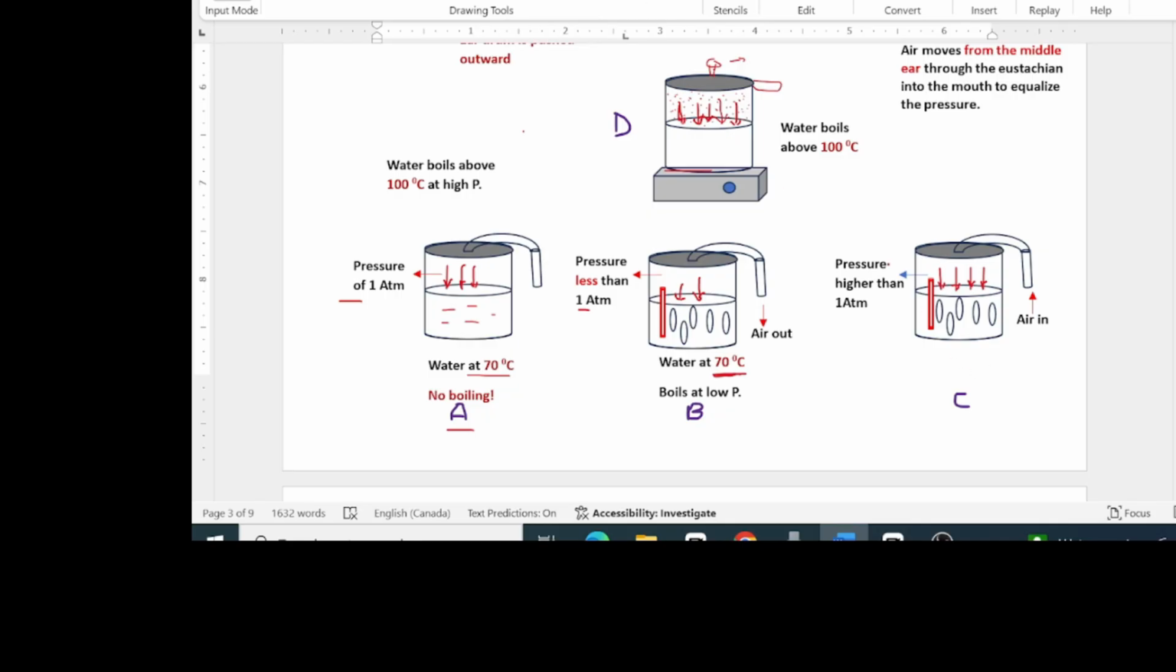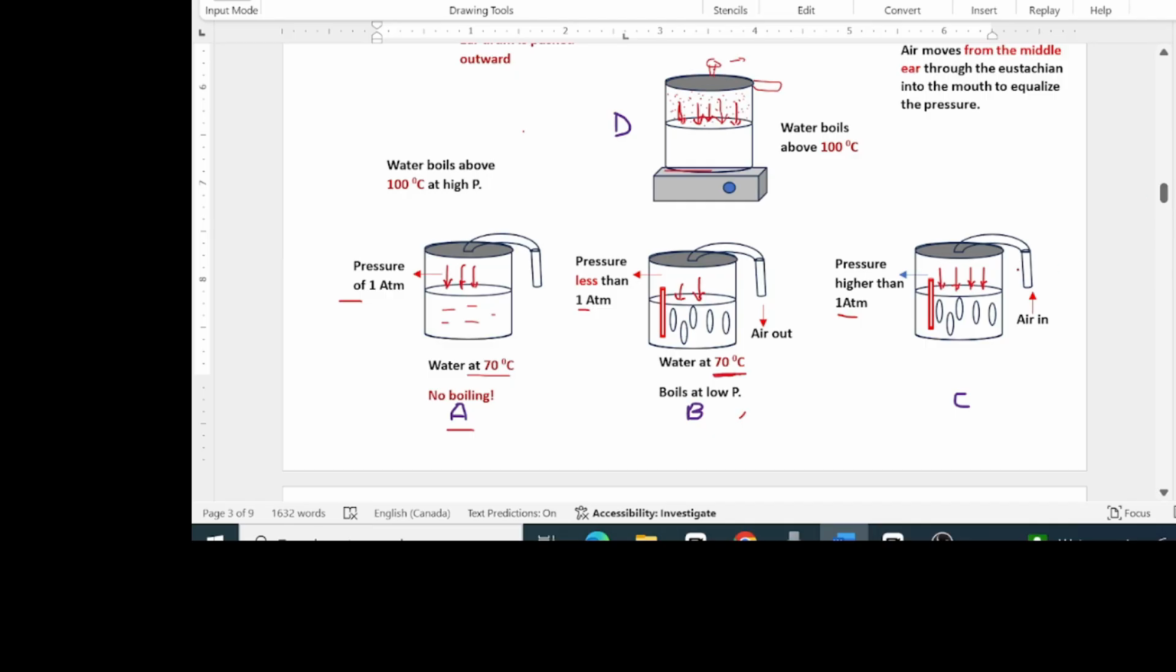Look what happens now. We are doing the opposite in figure C than what we did in figure B. In figure C, we are actually now forcing air into the system here. So we are now making the pressure above the water higher than atmospheric pressure. A thermometer placed inside the water there now shows that the temperature attained by the water is now higher than 100 degrees Celsius. So what is the point being made?